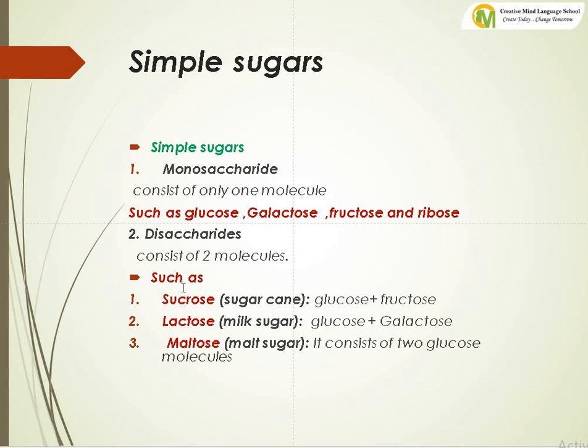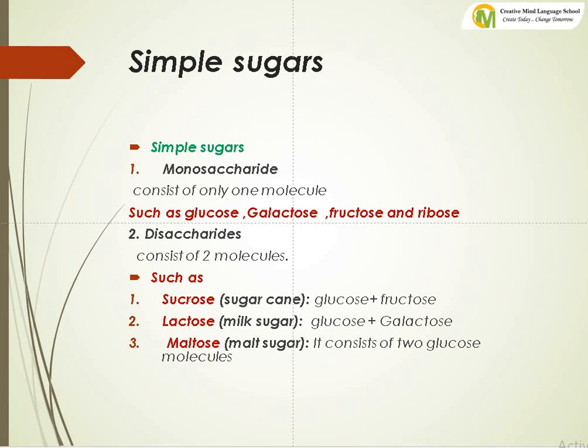Let's see. Saccharose consists of glucose plus fructose, and we can take it from sugar cane. But lactose, the milk sugar, consists of two monosaccharides, glucose and galactose. Maltose, which we can find in malt sugar, consists of two glucose molecules. Again, saccharose, glucose plus fructose. Lactose, glucose plus galactose. Maltose consists of two glucose.